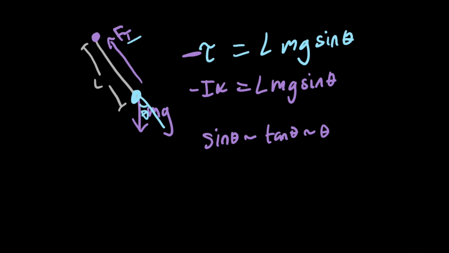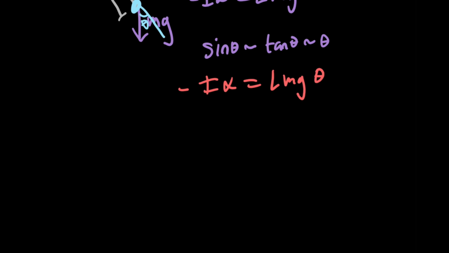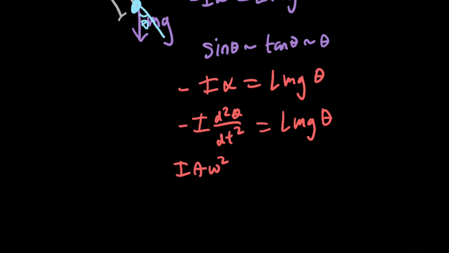So how can we apply this to our differential equation? Well, we can basically just take out this sine term. So we're going to get negative I alpha is equal to L m g theta, otherwise known as negative I d squared theta over dt squared is equal to L m g theta. Then we have I A ω squared cosine of ωt is equal to L m g A cos ωt.